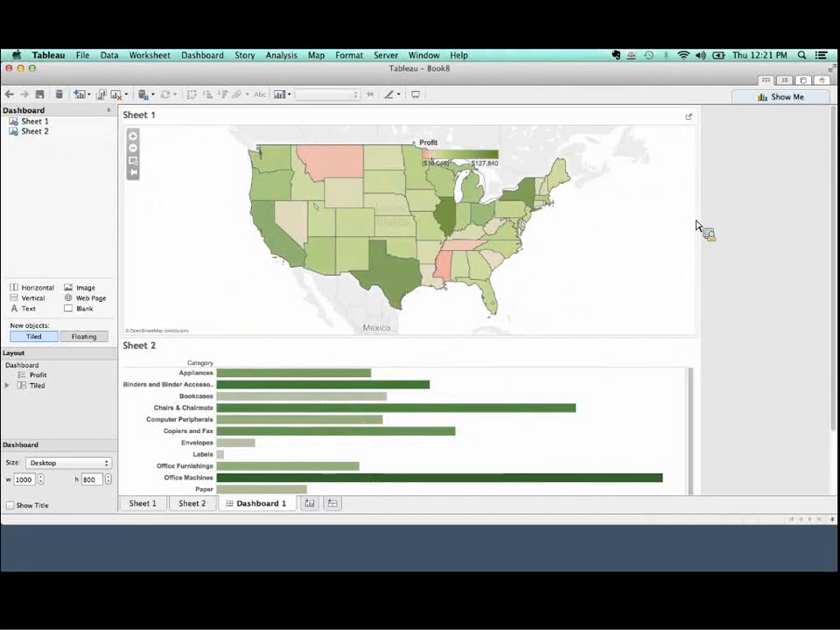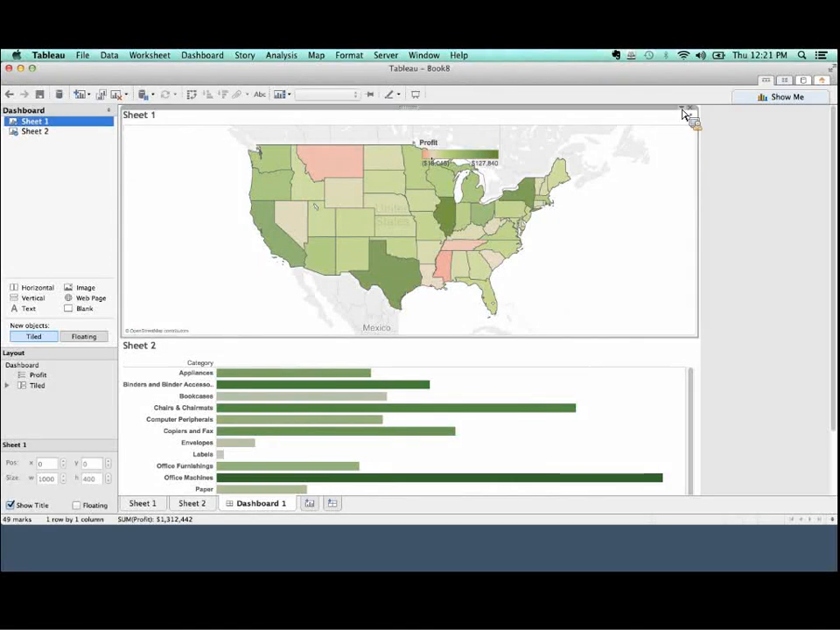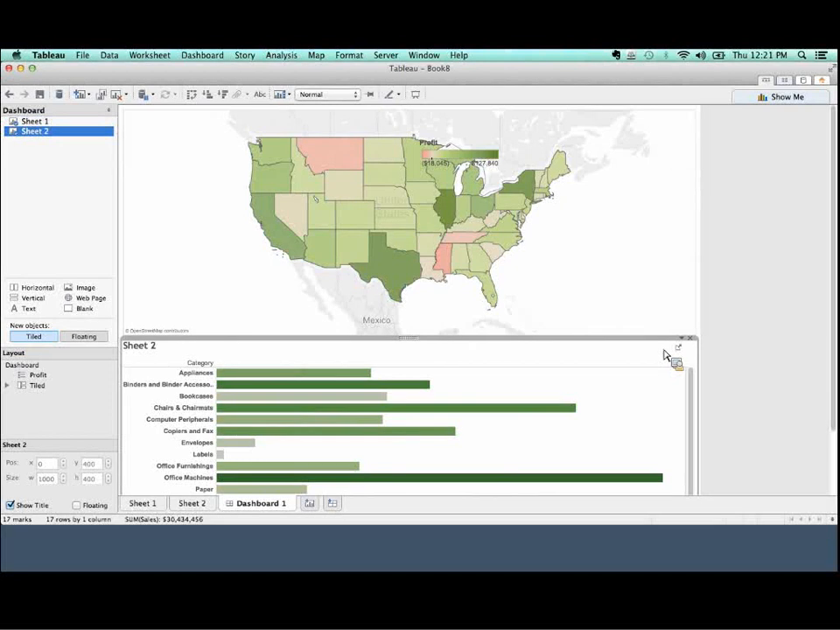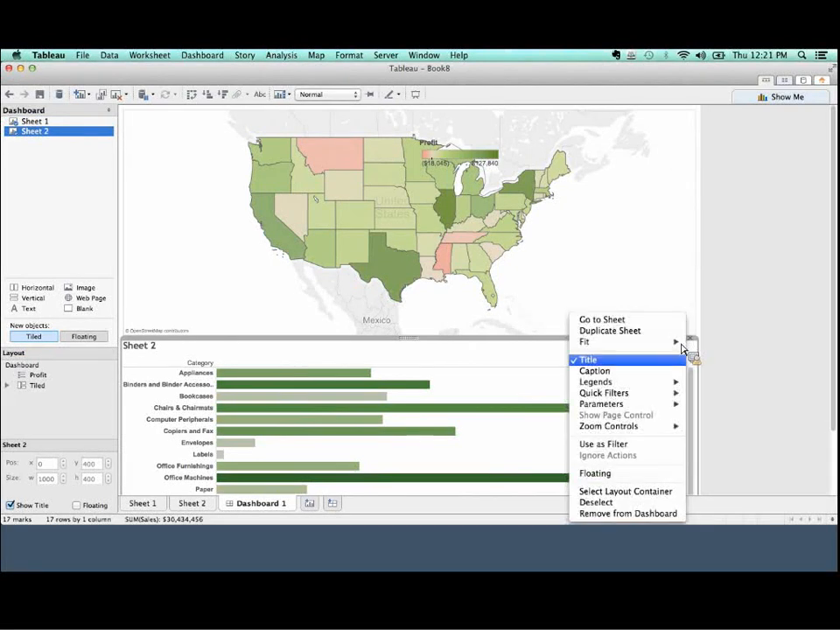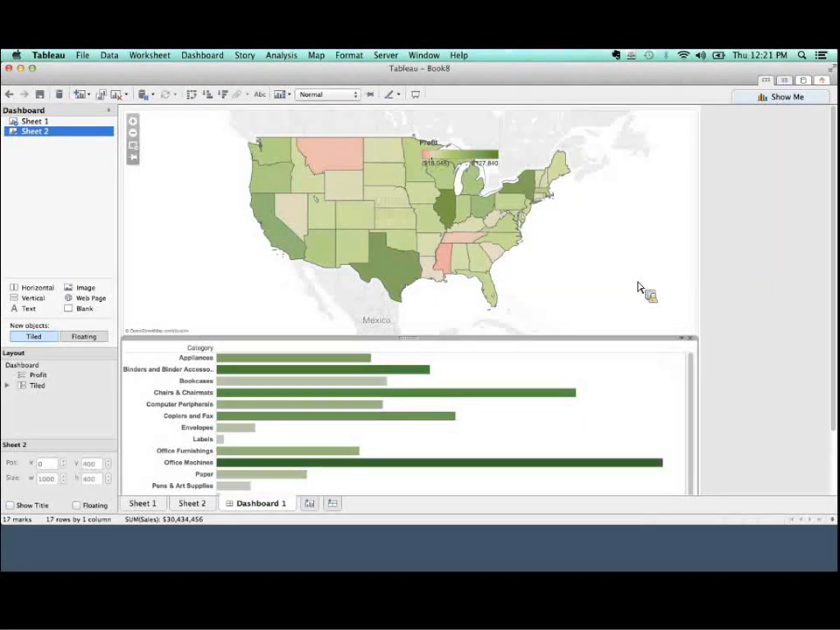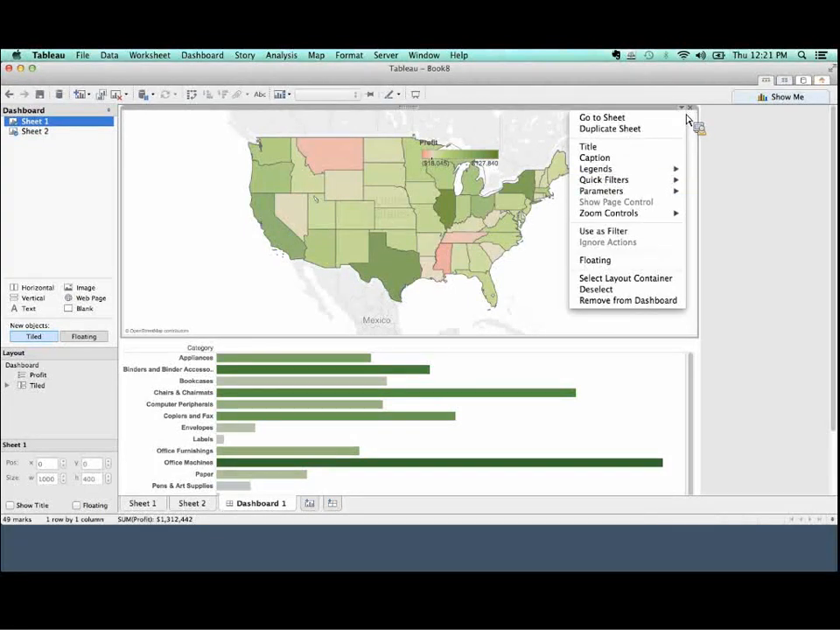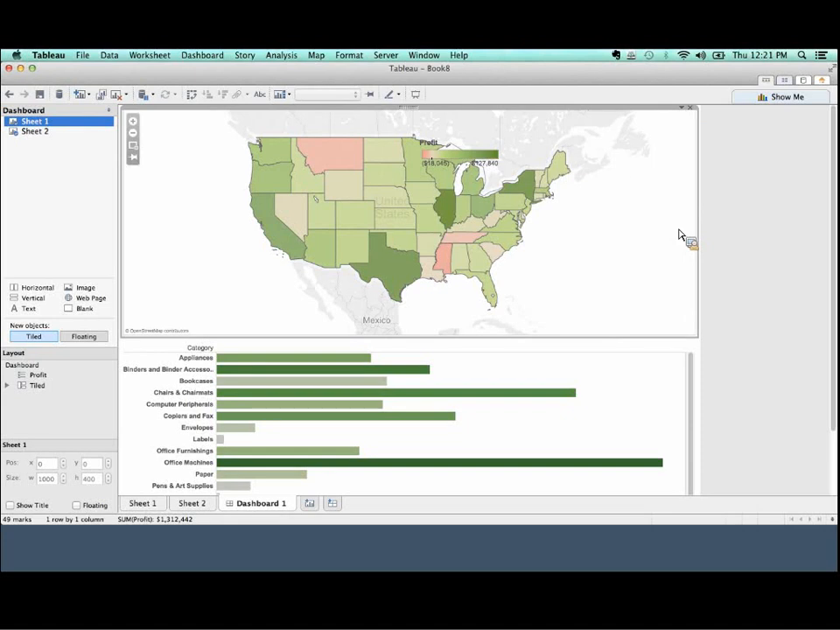All right, so here I have a set of analyses. The first one is a map that shows me the United States and profitability within the United States. And at the bottom, I have my sales. One of the really cool things I can do here is change my map to operate as a filter. So in other words, I can diagnose what's going on in different regions.